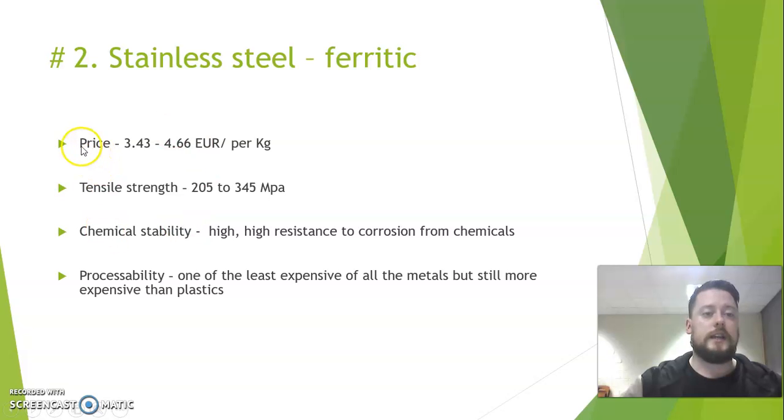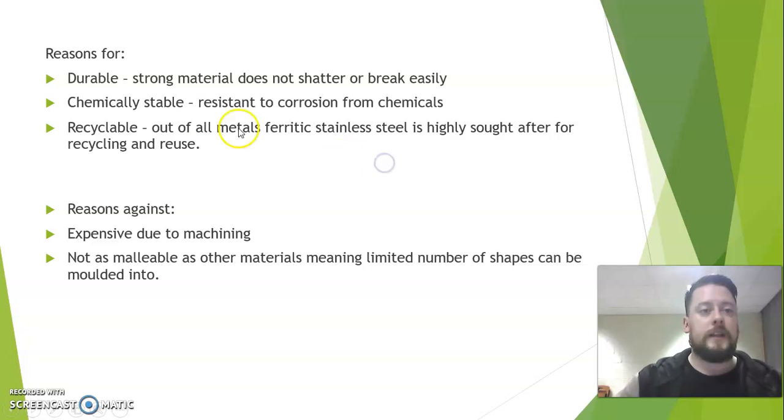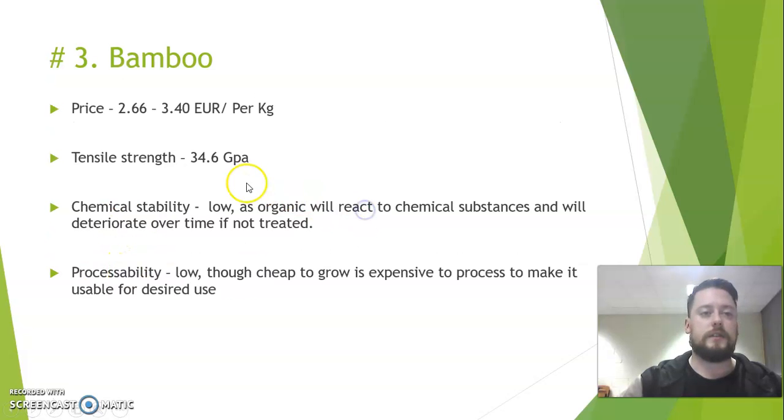Second one was stainless steel, ferritic. You can see the statistics there, the price, the tensile strength, the chemical stability, and the processability. The reasons for: durable, strong material, does not shatter or break easily, chemically stable, resistant to corrosion from chemicals, recyclable. And reasons against: expensive due to machining and not as malleable as other materials.